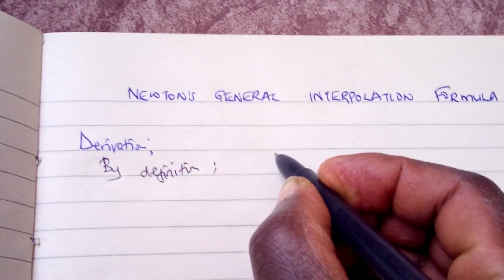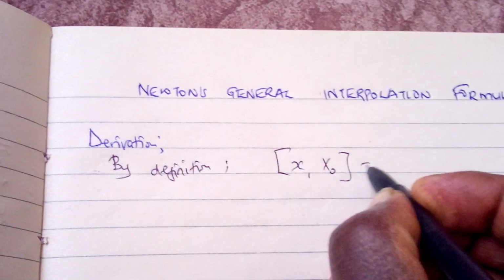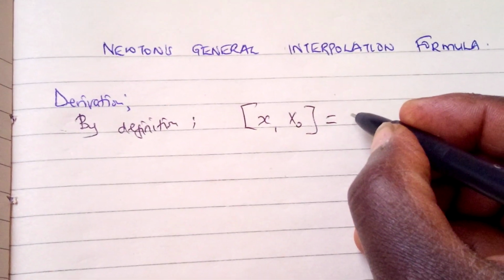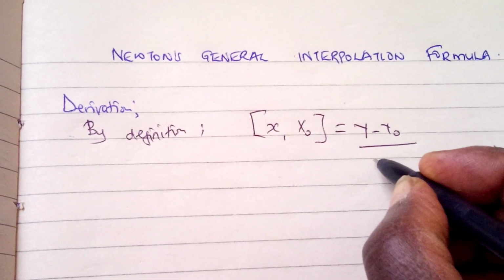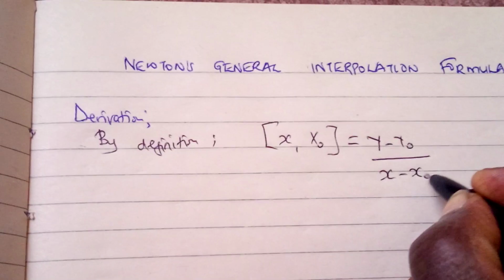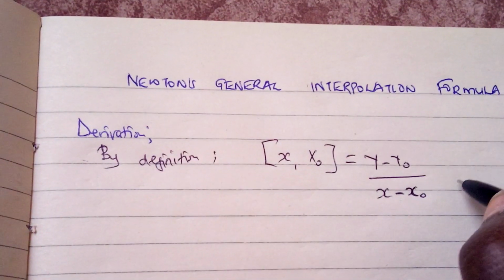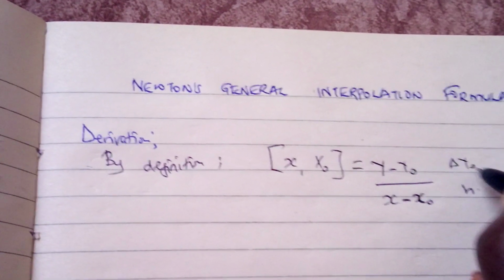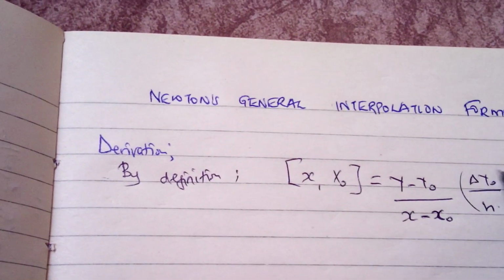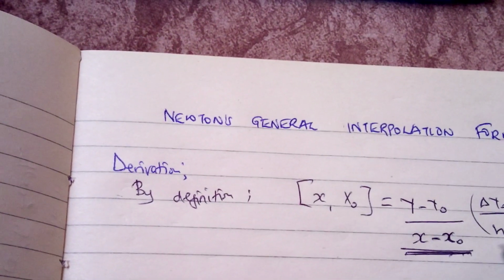having these 2 points, that is x and x naught, we say it is equal to the change in y, that is y minus y naught, divided by x minus x naught. This is the distance between the one x and the other, which is also known as h, and this is the change in y naught. But we are not going to write it this way. We are going to remain it like this.